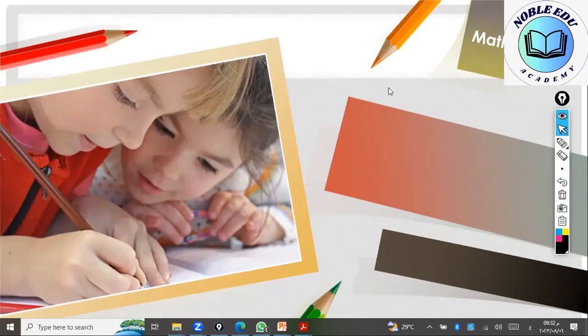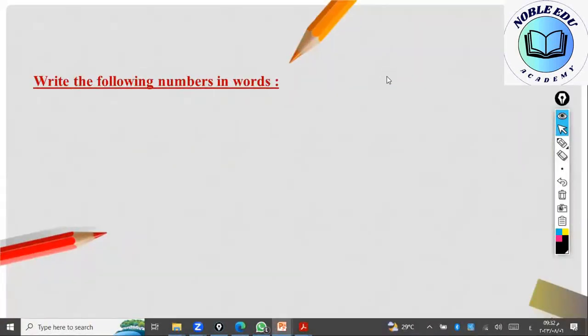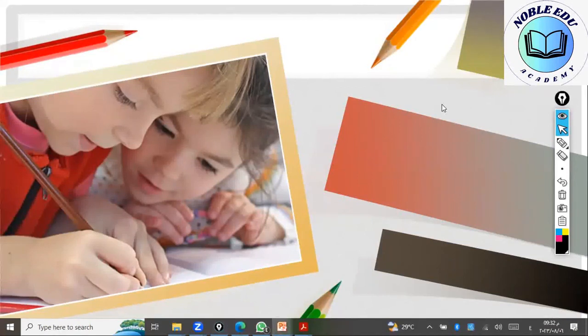Our lesson today is about milliard. We studied before how to read and write numbers in letters and in digits. For example, if I have a number and I want to read or write it, first thing... Our lesson today is about the place value.